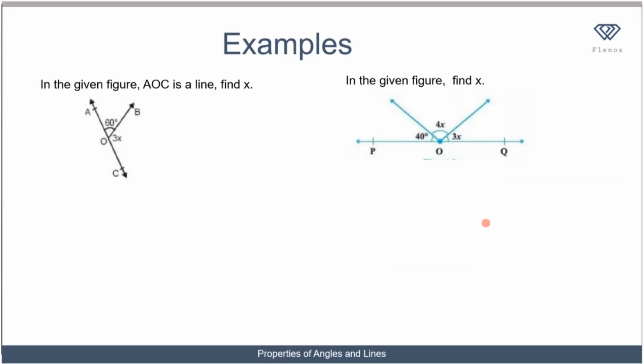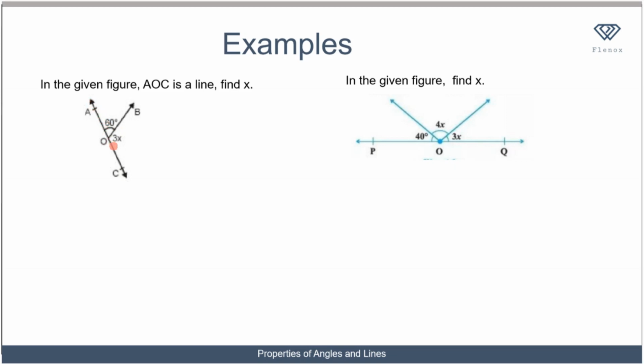Let's take a look at some examples. So in this first example, we are given this figure. In the given figure, AOC is a line, find x. So we are given that this AOC is a straight line. Now we are given that the angle here is 60 degrees, and the angle here is 3x. We are now asked to find the value of x.